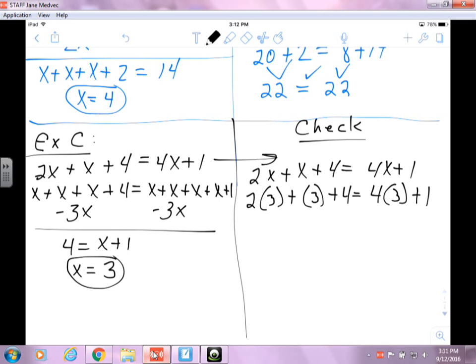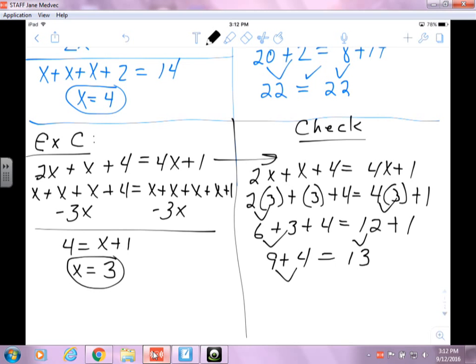Okay, so I took out my x and I put in my 3. And then what? Multiply. So 2 times 3 is 6. 4 times 3 is 12. And again, one step at a time from left to right. So I'm going to go 6 plus 3. I can bring that 12 and 1 together. End up with 13 equals 13.